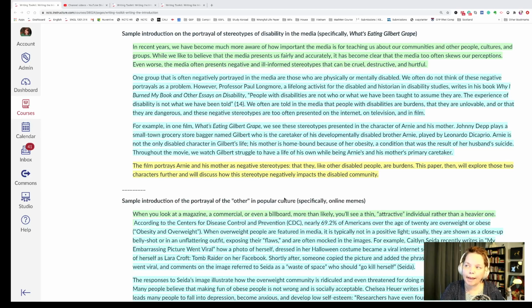His mother is homebound because of her obesity, a condition that was the result of her husband's suicide. Throughout the movie, we watch Gilbert struggle to have a life of his own while being Arnie's and his mother's primary caregiver. The film portrays Arnie and his mother as negative stereotypes, that they, like other disabled people, are burdens. This paper then will explore these 2 characters further and will discuss how this stereotype negatively impacts the disabled community.